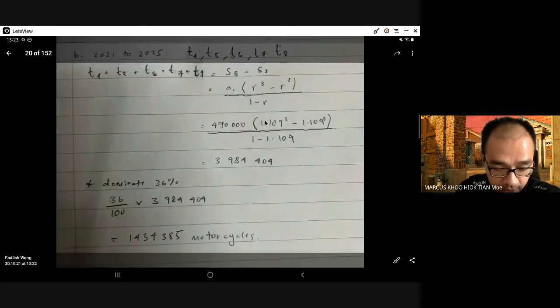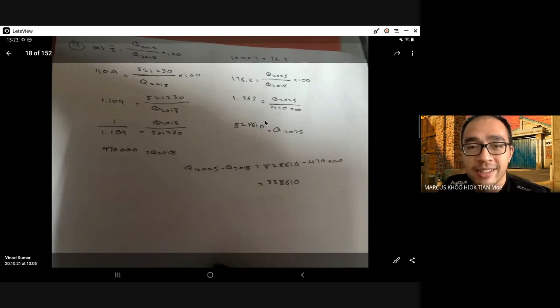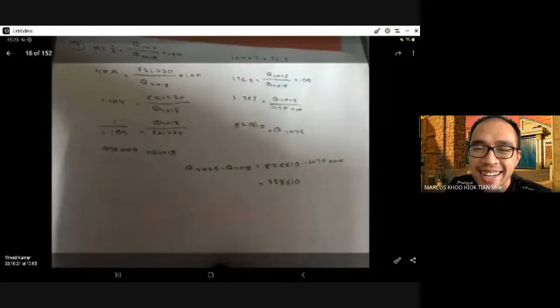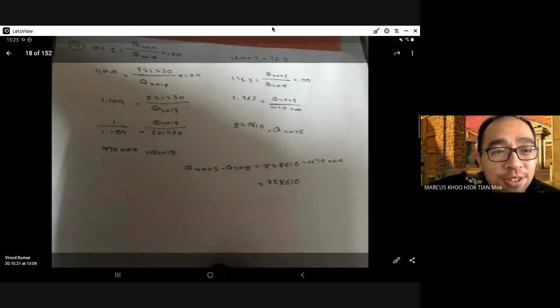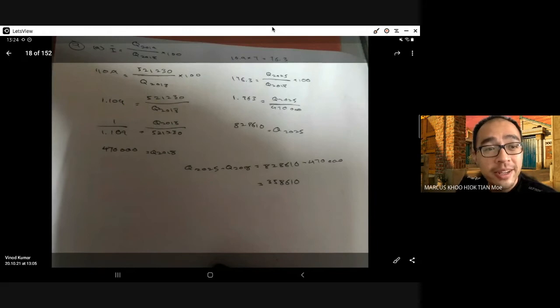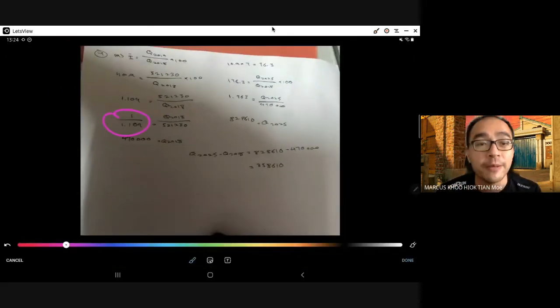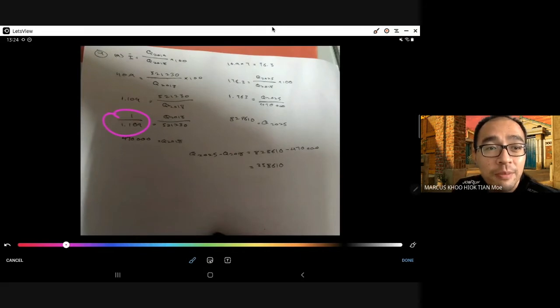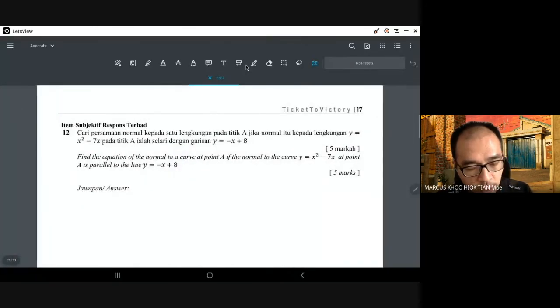1434385. Okay, let's look at Vinod's answer just now. 358610. Wow, very different. But his T1 is the same, 430. Oh yeah, actually you're right. T1 is the same. And interestingly, his R is also the same, 1.109.